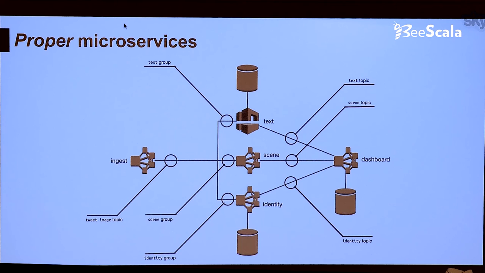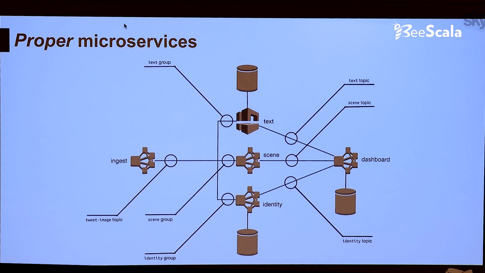We have the scene group, which again has some number of the scene microservices, matching the number of partitions, as you would expect. And then we have the identity group that, again, receives and manages the offsets for the same tweet image topic, but it's another group of microservices. They all publish their results on the text, scene, and identity topic. The dashboard service subscribes to all 3, and it publishes messages out.